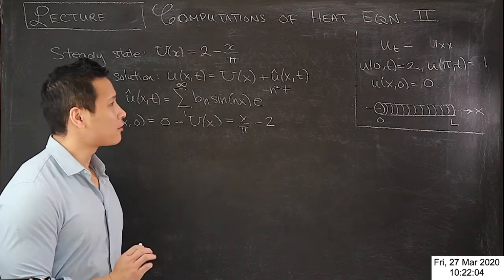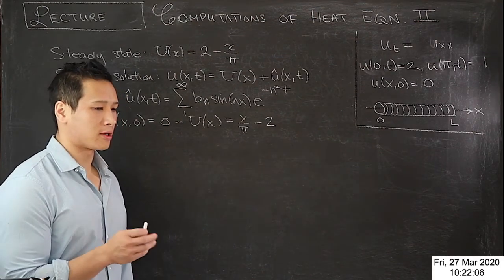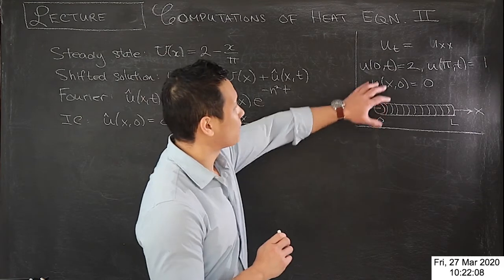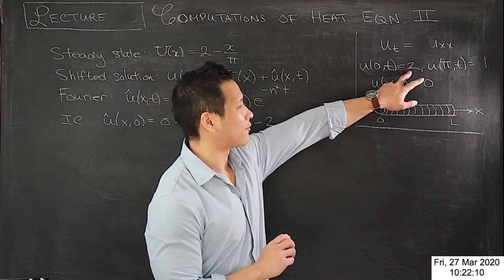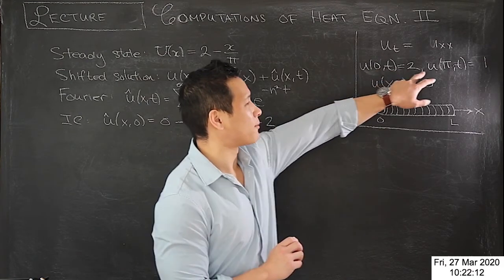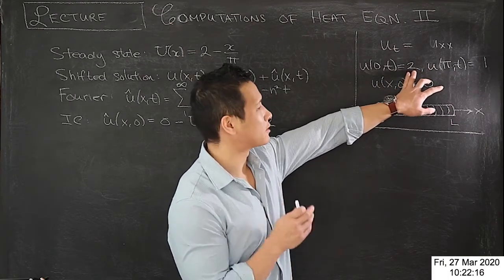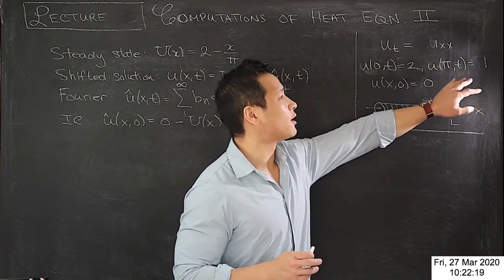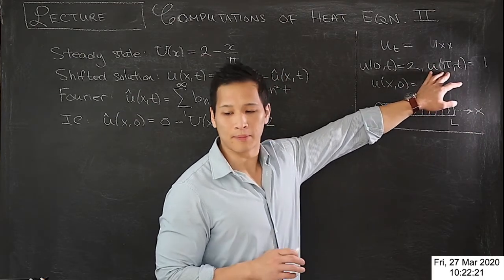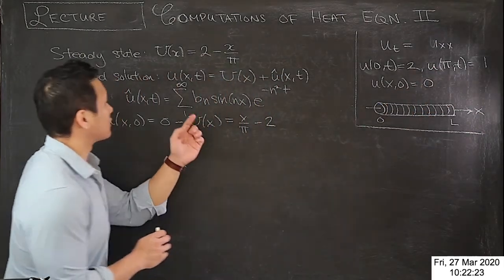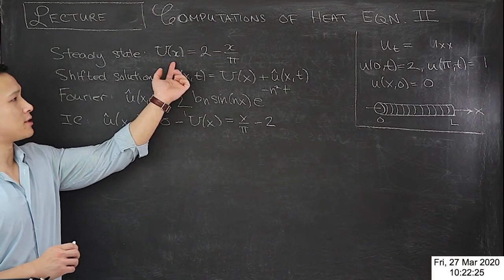On Thursday, we finished by looking at the heat equation, and we were talking about this problem here where you have a boundary condition at 0 and a boundary condition at pi, and it's an inhomogeneous problem. So this is 2 and this is 1. And for an inhomogeneous problem, you remember the trick is essentially to solve for the steady state solution.